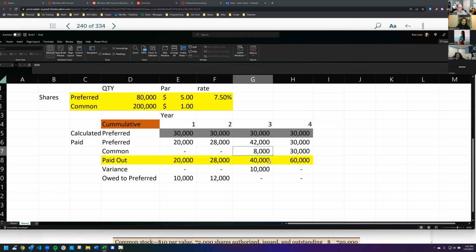Okay, so now we have to start all over again. What can I pay of this 40? Well, all I've got is $40,000, and I owe my preferred shareholders 42. So you can see this, that prior, this current. The most I can pay is 40,000. So I caught up a little bit now, but now I'm behind. So common shareholders don't get anything.